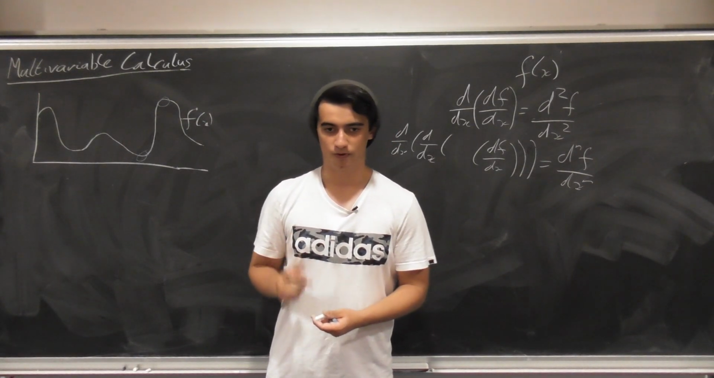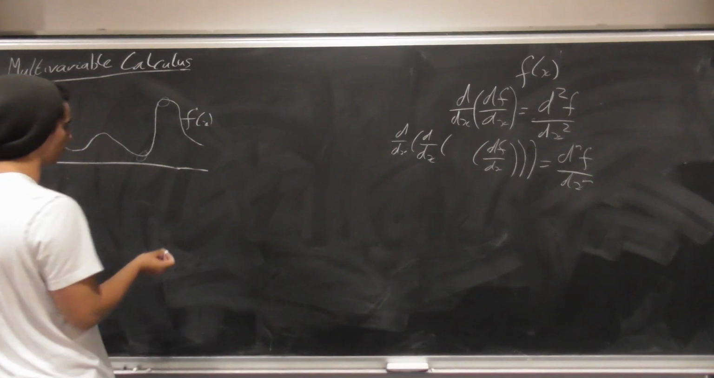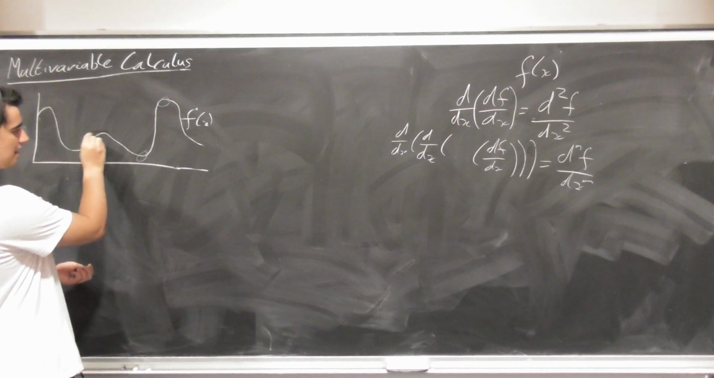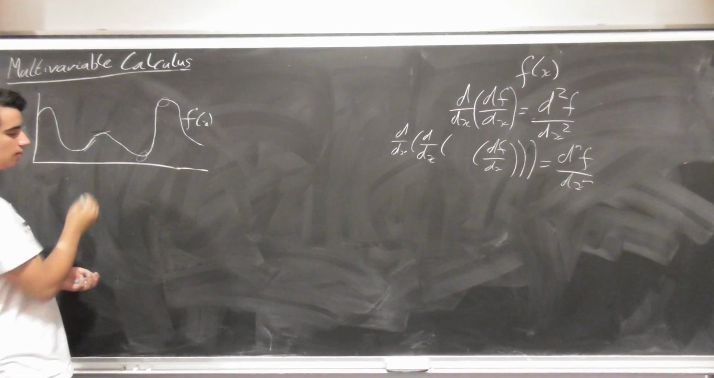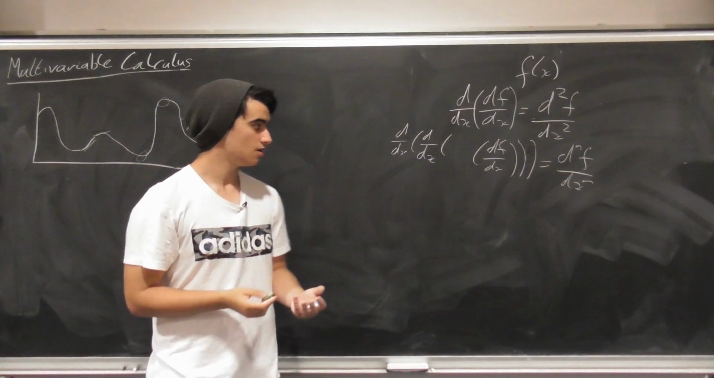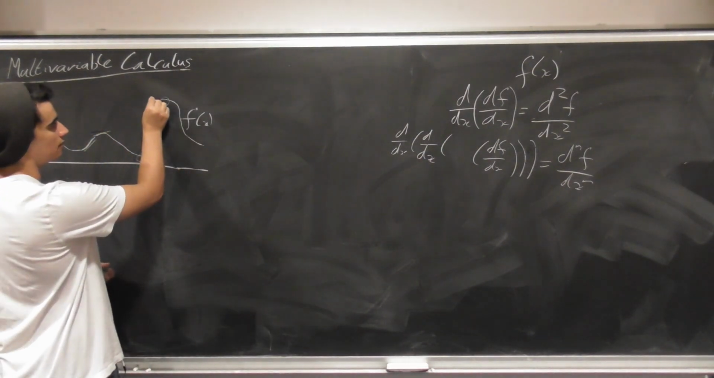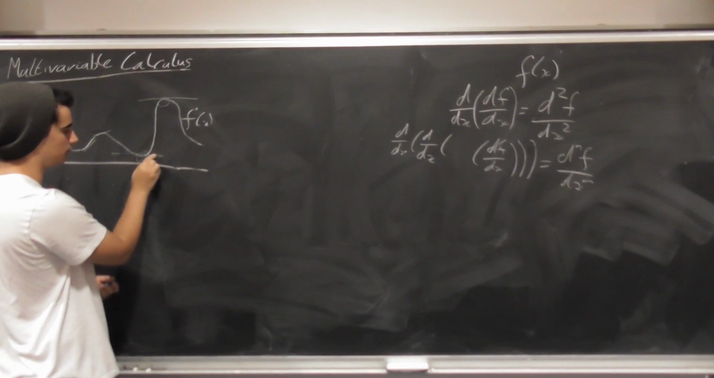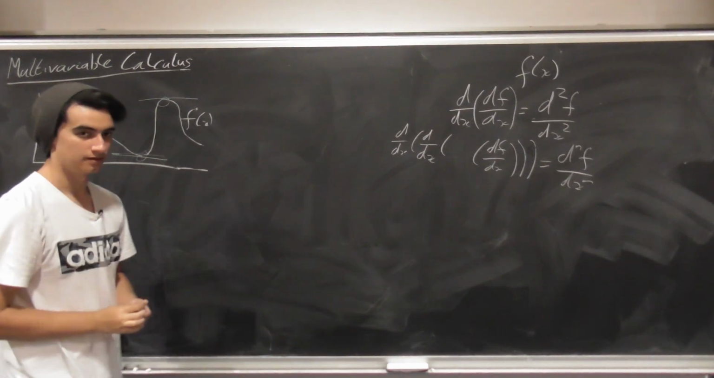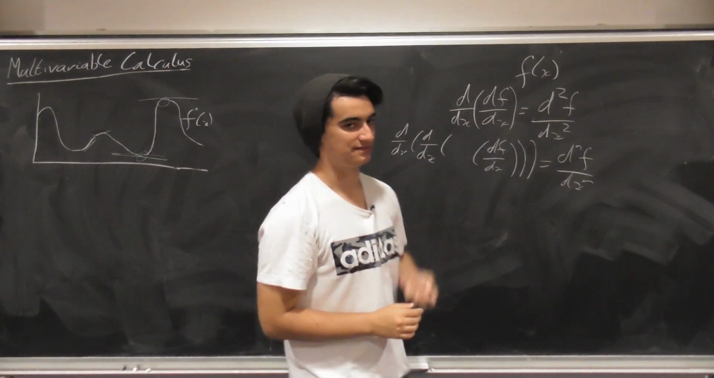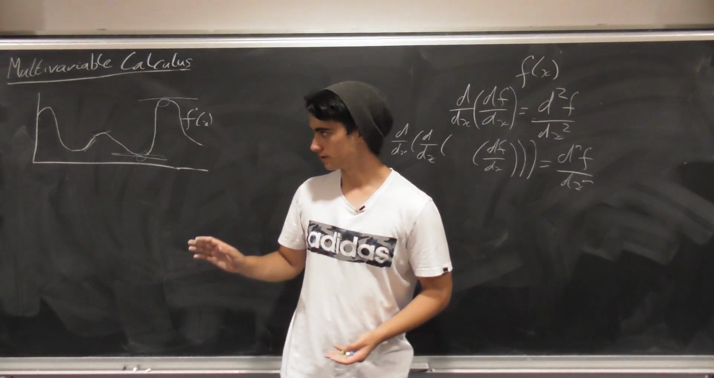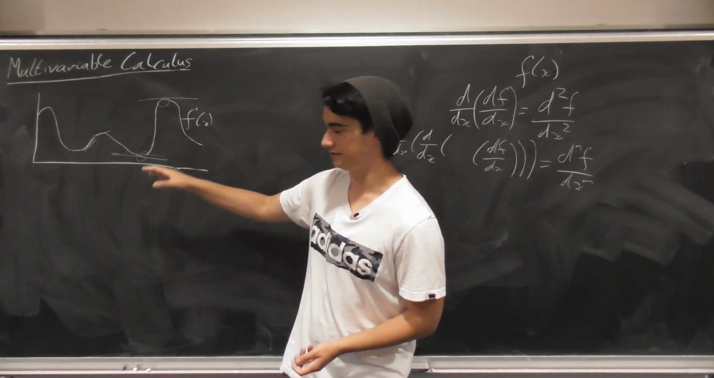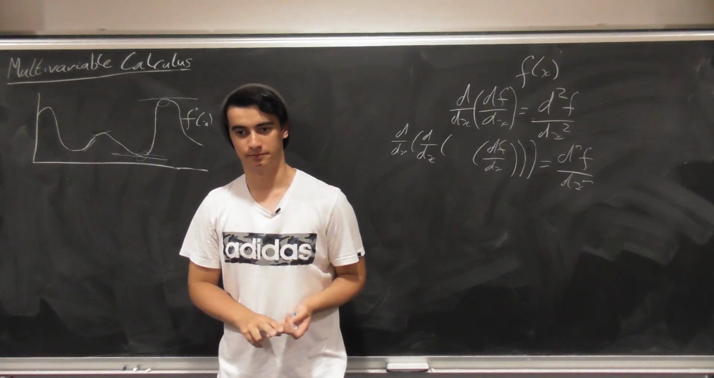Imagine we're at a minimum or a maximum. If we draw out all of the tangent lines to this curve, at a maximum or a minimum these will be completely flat. So if our derivative is 0 at a certain place, that means we're either at a maximum or a minimum.